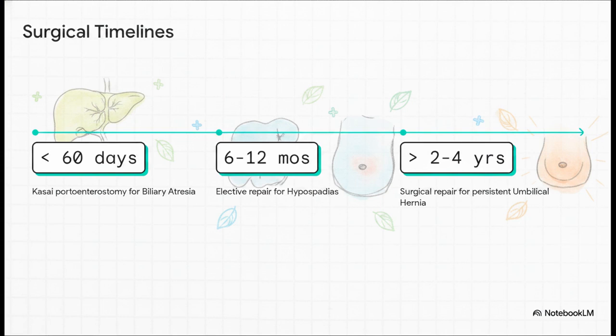Now, this is in stark contrast to those other options, which are structural anomalies that absolutely require mandatory, time-sensitive surgeries. Take biliary atresia, for instance. That demands an urgent Kasai-Porter enterostomy within the first 60 days of life to prevent progressive biliary cirrhosis. You don't wait on that. And hypospadias? That's typically repaired electively, usually between 6 to 12 months of age.